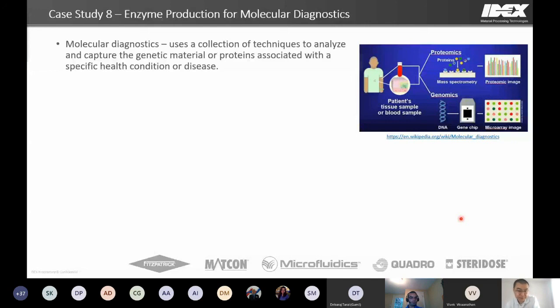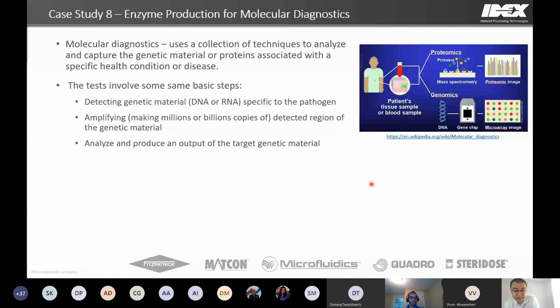To perform those tests, they both involve some basic steps. After obtaining samples from the patient, the genetic material, either the DNA or the RNA specific to the pathogen, needs to be extracted first. And then the extracted gene needs to be amplified, which means making millions or billions of copies of that DNA or genetic material, so the quantity is high enough for subsequent detection.